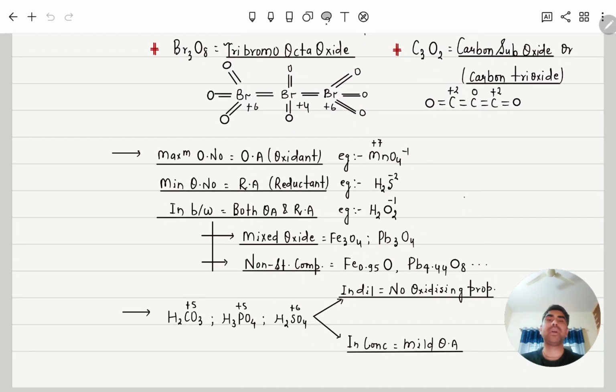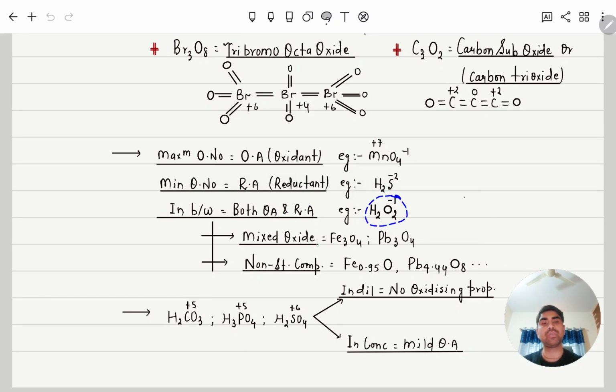If in any compound a particular element is at its maximum oxidation number, it is called an oxidizing agent. It will behave only as an oxidizing agent, and it is also called an oxidant, meaning it will oxidize others and reduce itself. Similarly, minimum oxidation number means it will behave as a reducing agent, or reductant, meaning it will reduce others and oxidize itself. But those whose element's oxidation number is in between maximum and minimum will behave as both an oxidizing agent and a reducing agent.